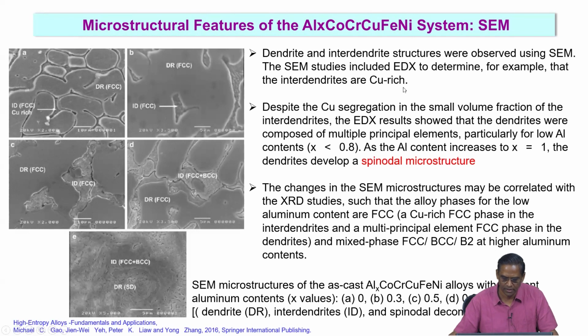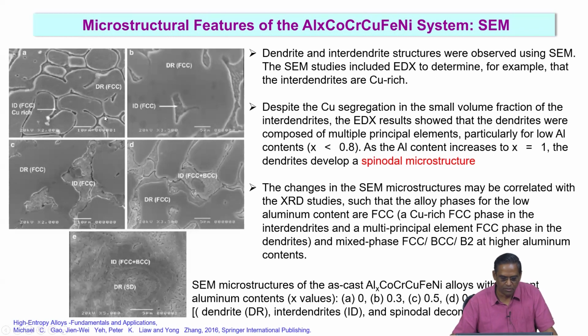So you have the dendrite, and the copper segregation in a small volume fraction of the interdendrites. The EDS results showed that dendrites were composed of multiple principal elements, particularly for low aluminum contents. As the aluminum content increases to 1, the dendrites develop a spinodal microstructure. So what is a spinodal microstructure? Now you know very well, right? Because of compositional fluctuations, the microstructure decomposes into a two-phase mixture, right? A fluctuation in the composition.